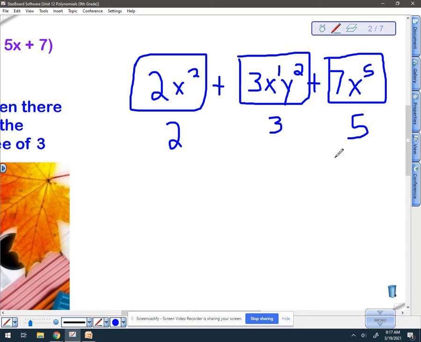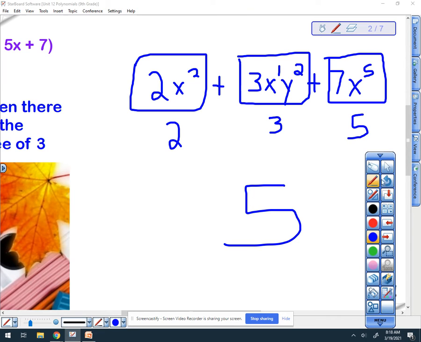Now, the students in the in-person algebra class were like, okay, so then we would add these together. No, what you do is you find the degree of each one, and then whichever one is the biggest is the answer. So the degree of the first term is 2. The degree of the middle term is 3. The degree of the last term is 5. Which one's biggest? 5. So the degree is 5.